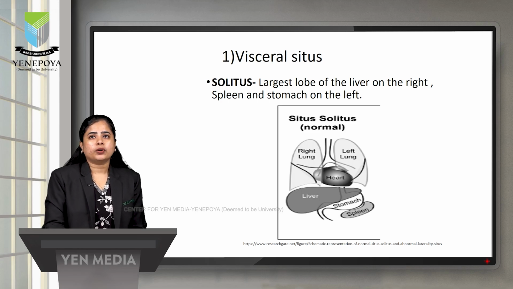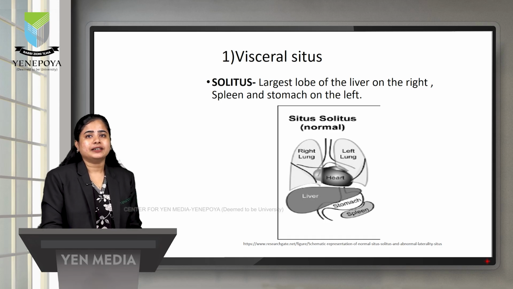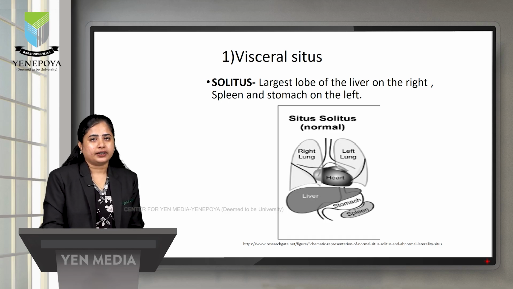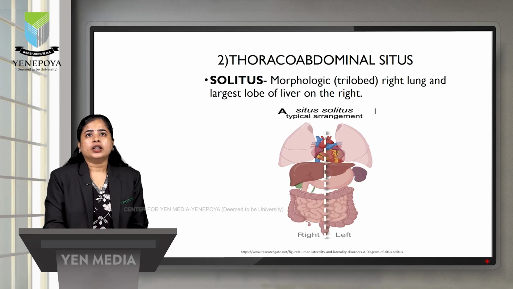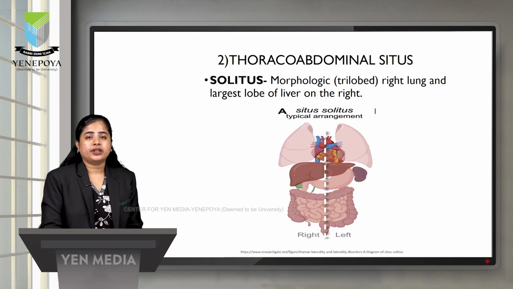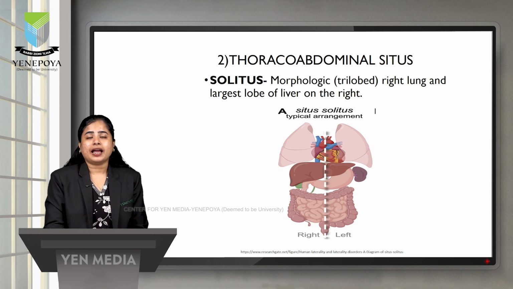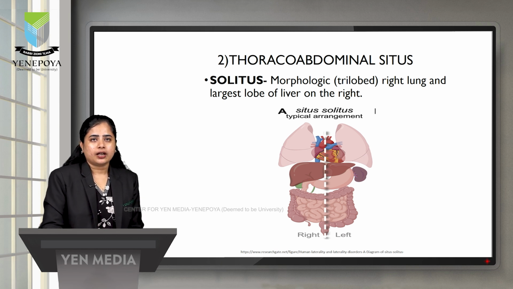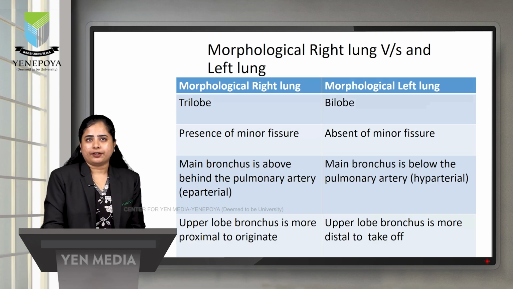The largest lobe of the liver will be on the right side, spleen and the stomach will be on the left side, what you can see in this image. Thoraco-abdominal situs, we should differentiate which side is the normal right lung and which side is the left lung. So basically these are the differentiating criteria for right lung and left lung.